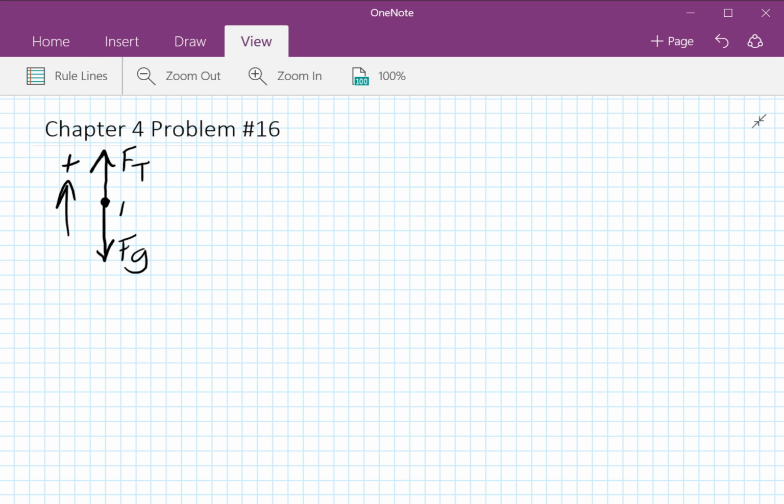And they tell us the mass is 2,125 kilograms. And they tell you the maximum force of tension for the elevator is 21,750 newtons. They want us to find the acceleration.